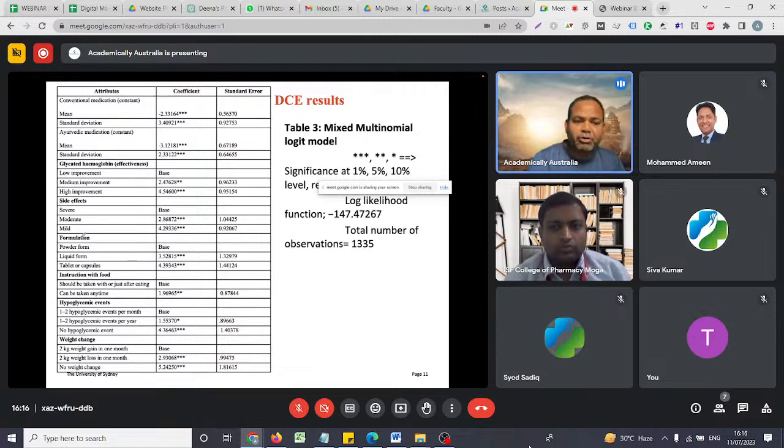The cost is not significant in Australia, obviously, because medications are free. Everything is paid by the government. It's a high income country, so people don't care about the money. They just want to take the best treatment, the best medication. So these six parameters are very important from a patient perspective.